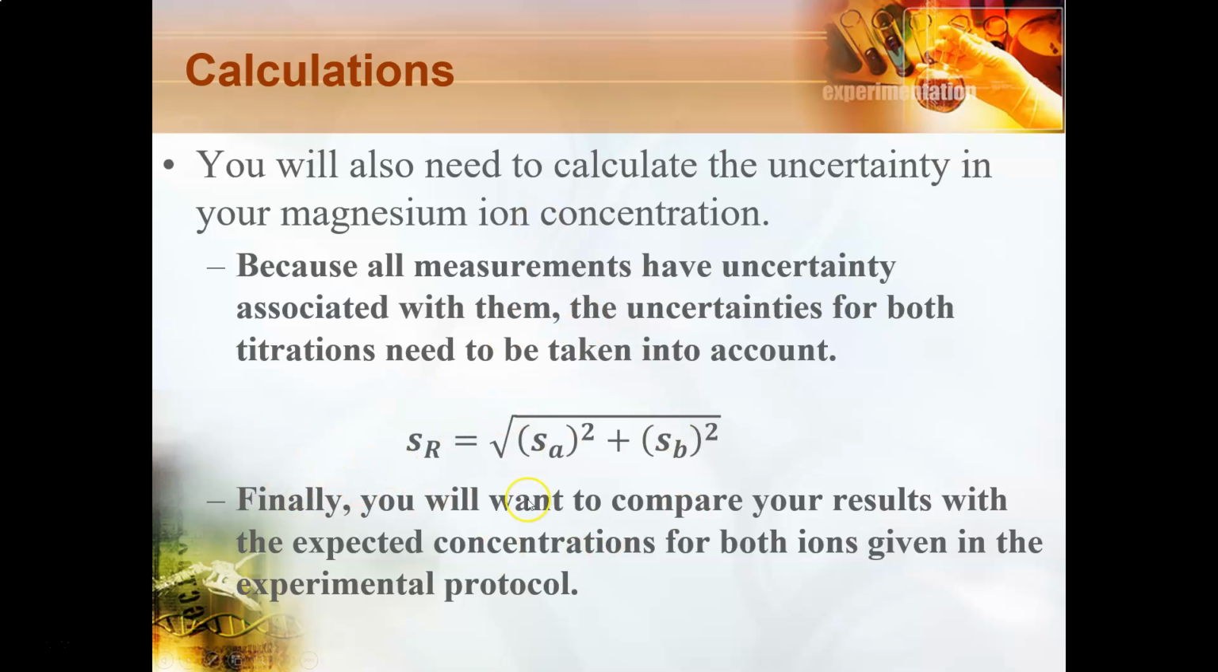So what we do is we figure out s sub r. We use the standard deviation from the first part and square that, plus the standard deviation from the second part, square that, and take the square root of the whole thing. So that's going to give us the uncertainties of both parts, and that's going to give us the uncertainty in our magnesium ion concentration. And then finally, we gave you at the beginning of the laboratory protocol a range of seawater concentrations of calcium and magnesium. So you want to compare what you got to the range that we gave you in the protocol.